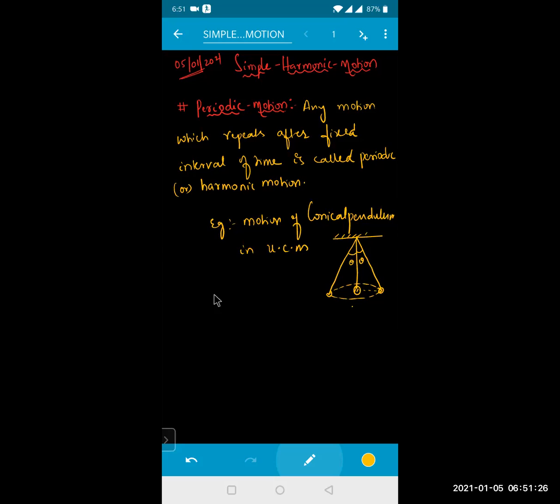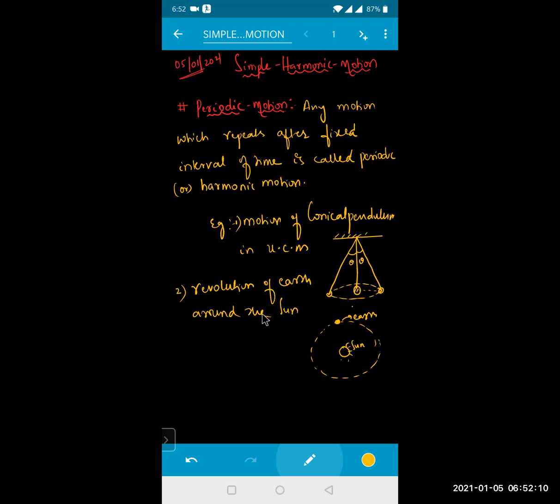One more example is the revolution of the earth around the sun. That is also periodic motion, isn't it? Say for example, this is your sun and this is your earth. It is revolving around the sun in an elliptical orbit. So the revolution of the earth around the sun is also periodic motion.